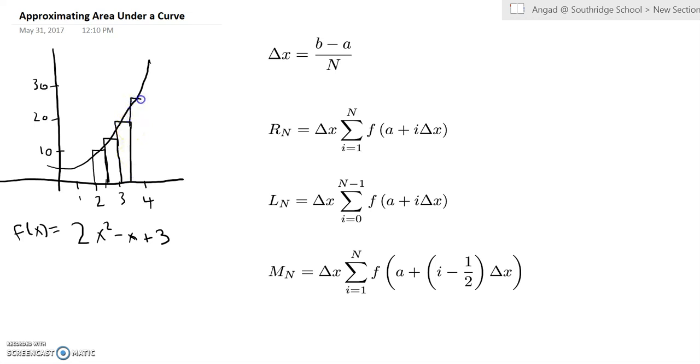And there it is. So that would be an example of when you use the midpoint formula. The middles of your rectangles are on your function. So all 3 of these formulas work. Now we'll get into an example problem down below using one of these formulas to help approximate the area.